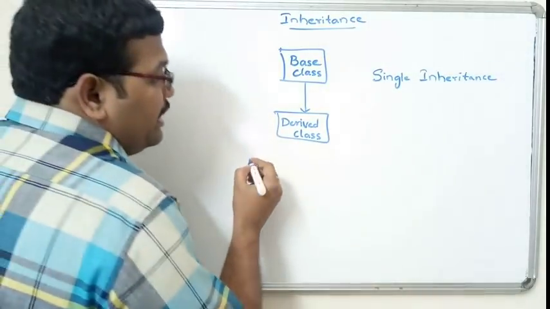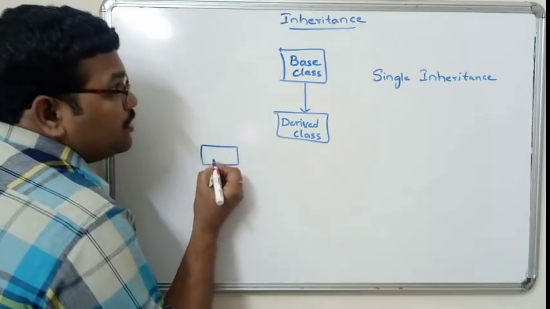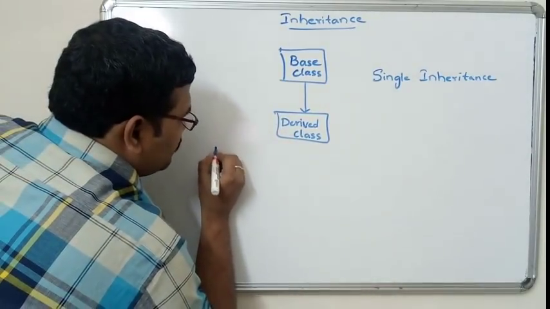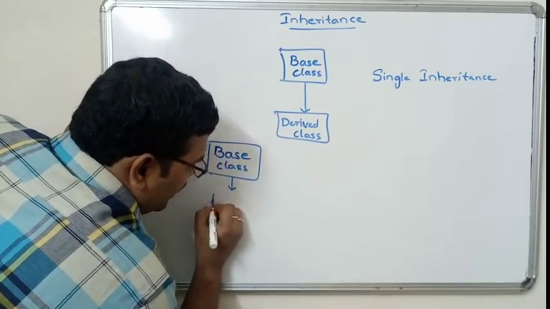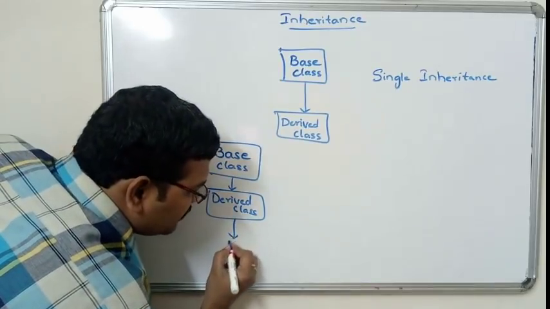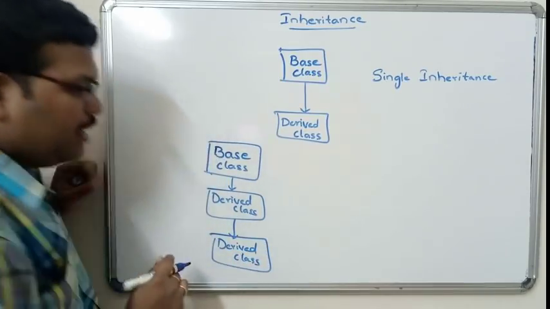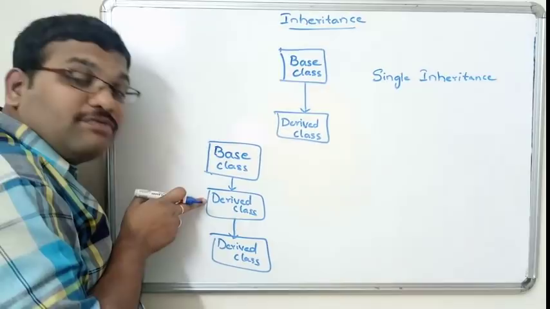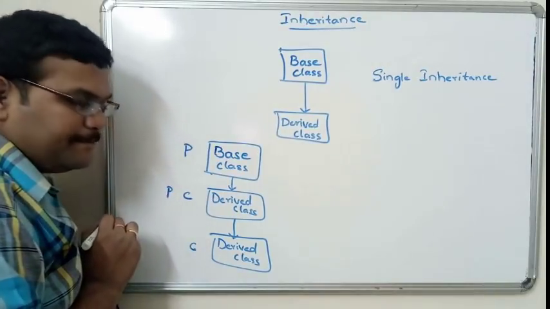Now, there will be a base class and a derived class, and again from this another class has been derived. That means for this derived class, this class will be the parent, and for this other derived class, this class will be the parent. So this is the parent, this is the child, and this is the child, and this is the parent. Hope you understood, right?